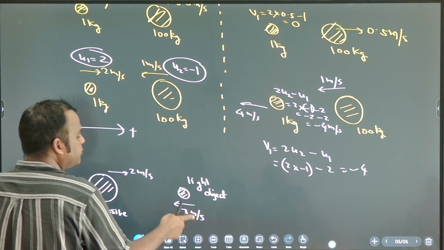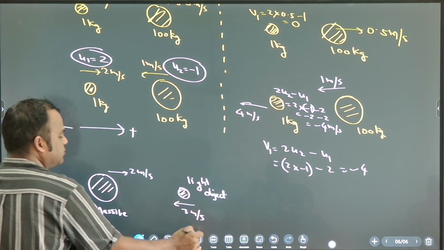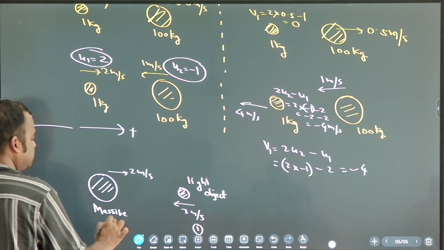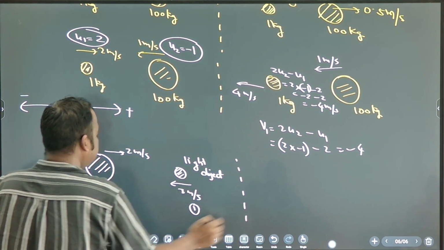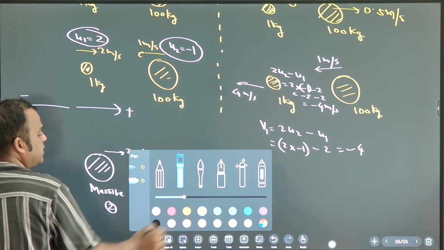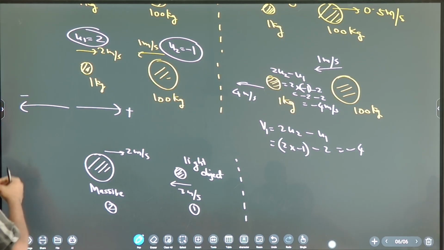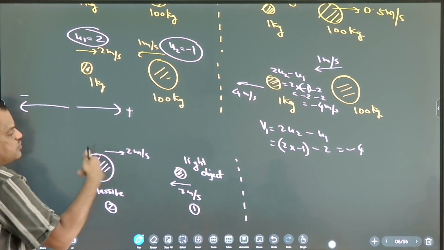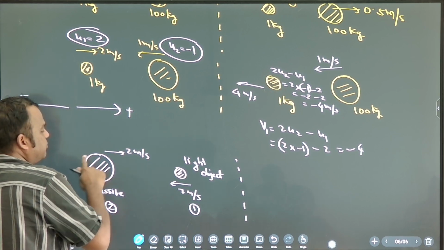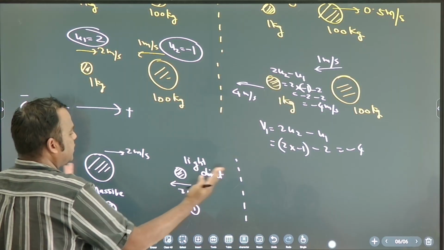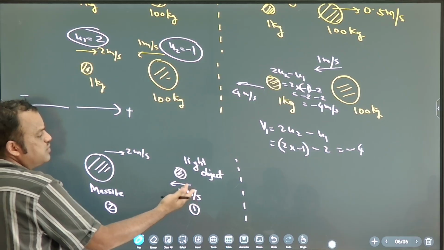Now this is U1, this is U2. Massive means 2, light object means 1. Okay, think like this: 1, 2. So the question is like this: a very massive object is going to the right side, a very light object is going to the left side. Understood? They are coming like this. So this is 1, this is 2. So what is U1? Tell me, what is U1?